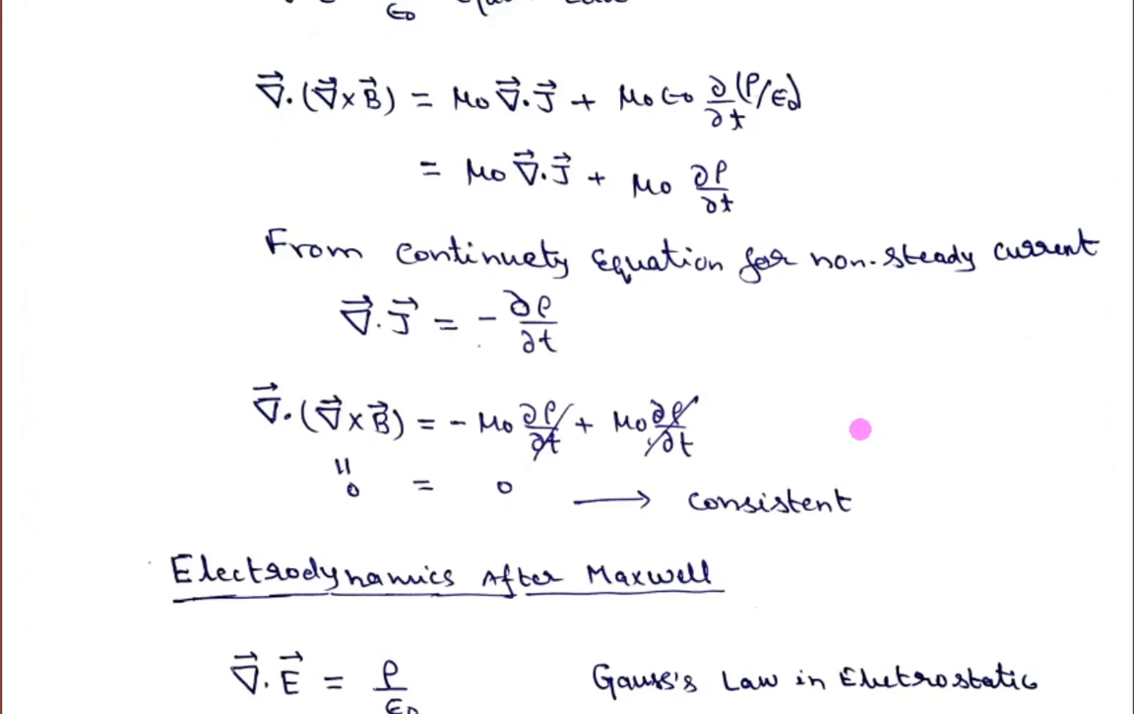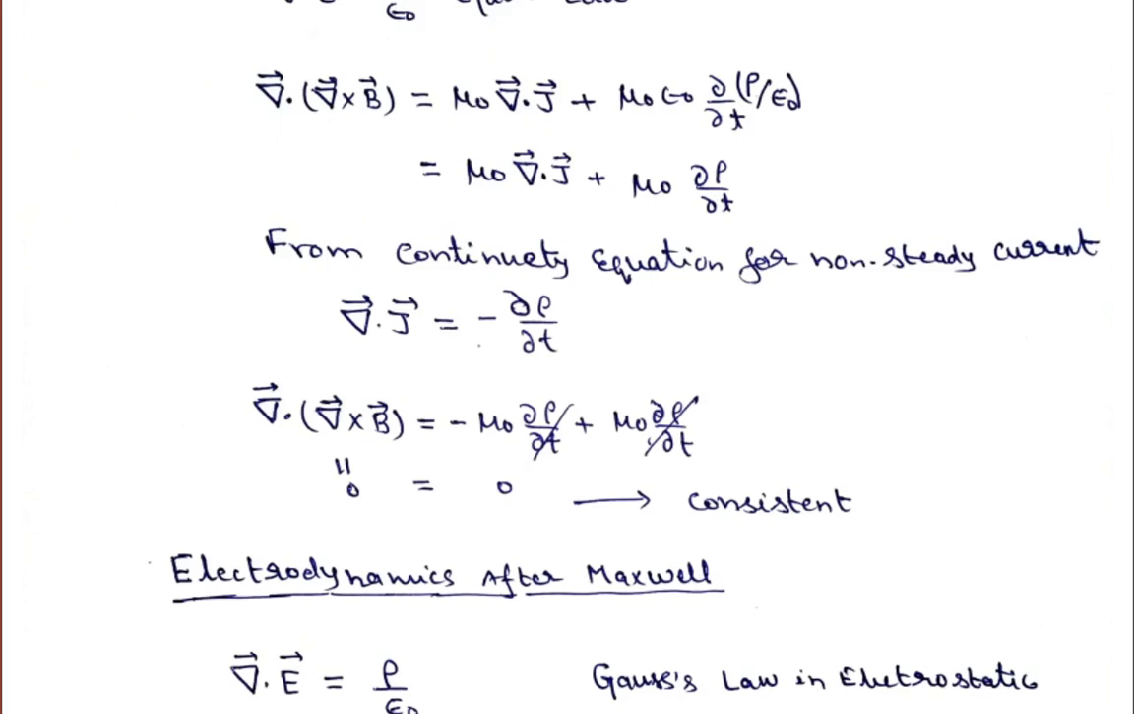Without his modification, he found there was a discrepancy in Ampere's law, and he sorted out that discrepancy by giving the concept of displacement current. Then he gave a law that a changing electric field also induces a magnetic field. That is the contribution of Maxwell. Then Maxwell again wrote all these four equations.